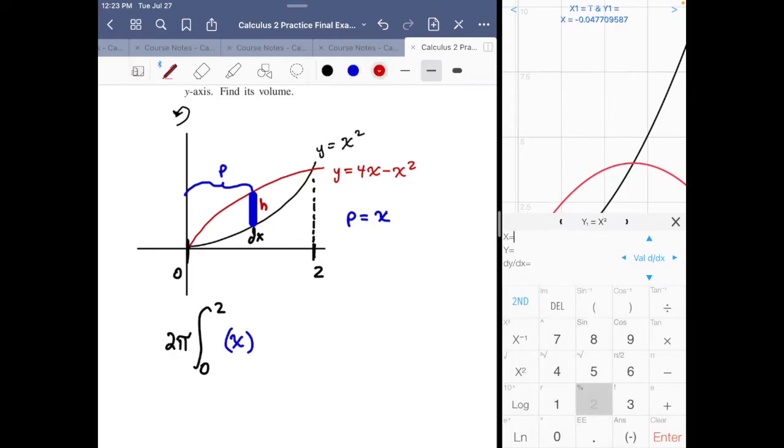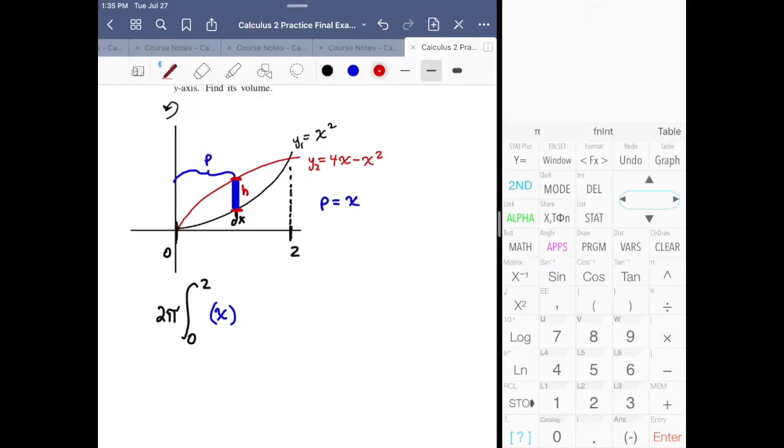h is the difference between these two y values. So we'll call this y1, and this one I'll call y2. So the h is just going to be that vertical distance of the rectangle, which is going to be the red curve minus the black curve. So 4x minus x squared minus another x squared. So we could say 4x minus 2x squared.